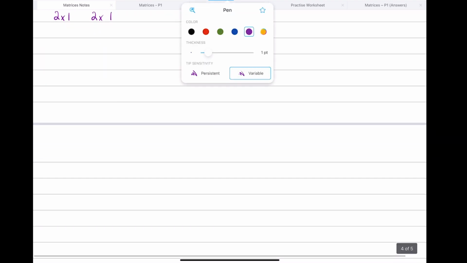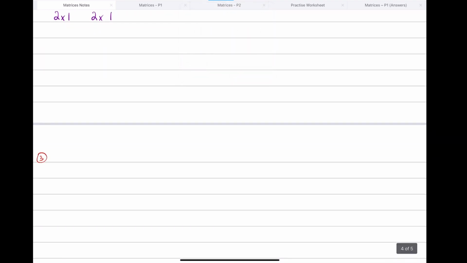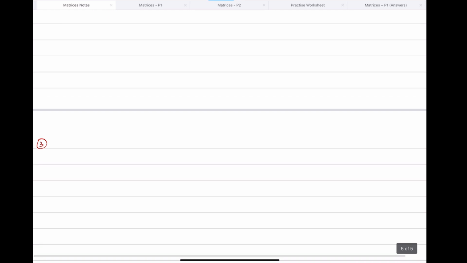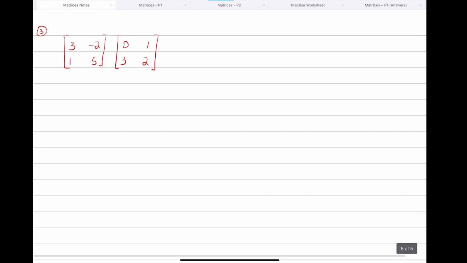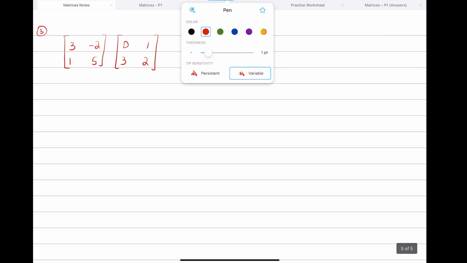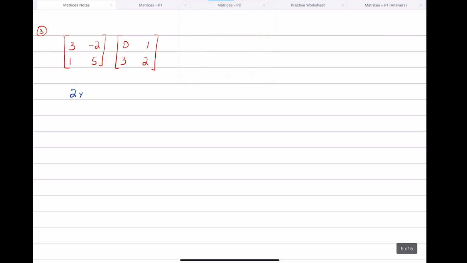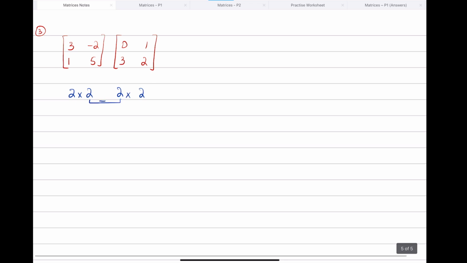Now let's do an example where we can actually multiply the two matrices, so we further get the hang of multiplying matrices. Let's say you're given [3, -2; 1, 5], which is being multiplied by [0, 1; 3, 2]. Just some random values. Now, can these two matrices be multiplied? Yes, they can. Very good. Why? Because the number of columns of the first matrix is equal to the number of rows of the second. So since they're equal, it is possible.